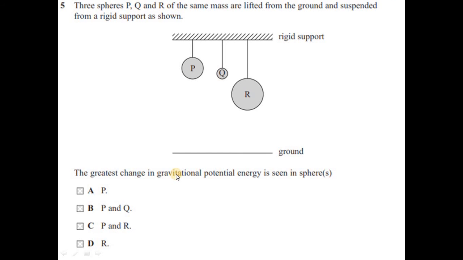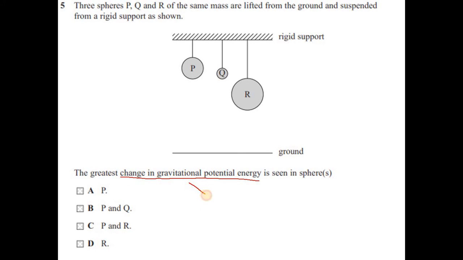Question number 5. Three spheres P, Q and R of the same mass are lifted from the ground and suspended from a rigid support as shown. Spheres P, Q and R, and this is the ground level. The greatest change in gravitational potential energy is seen in which spheres? So, change in gravitational potential energy.